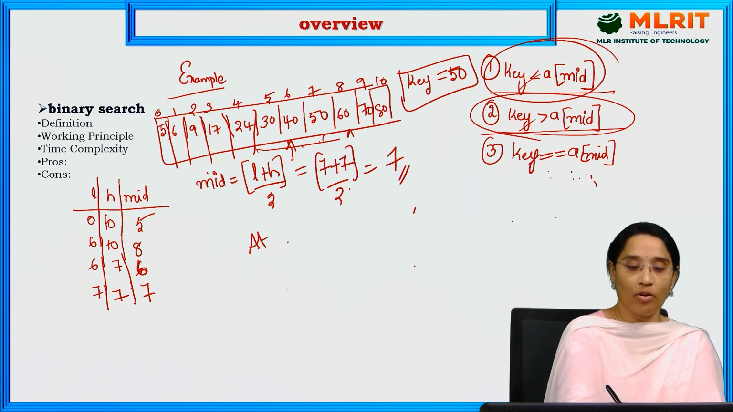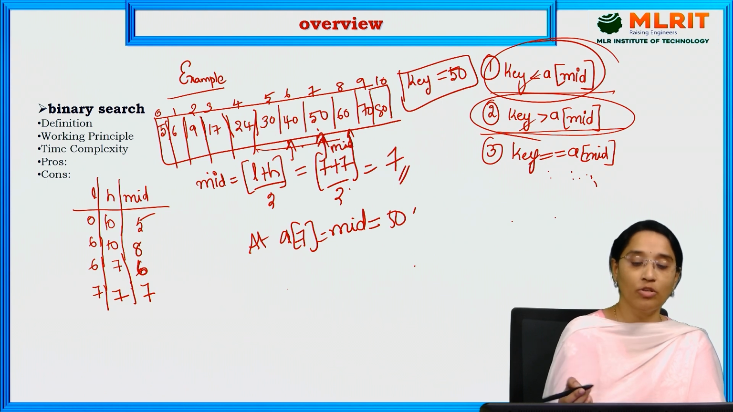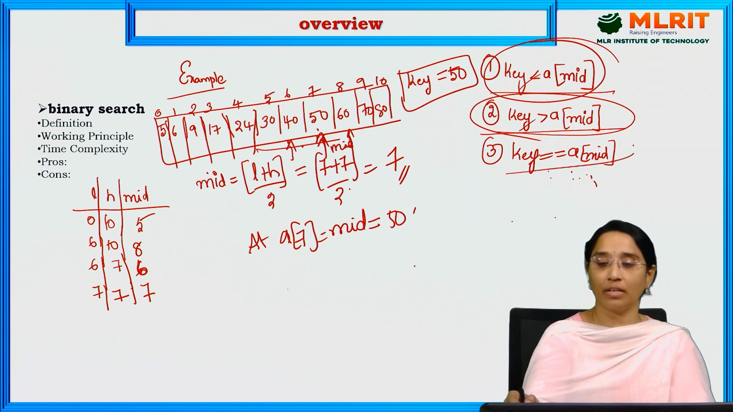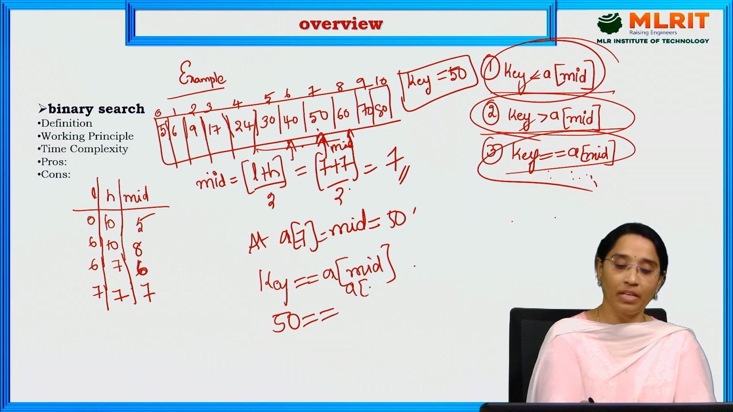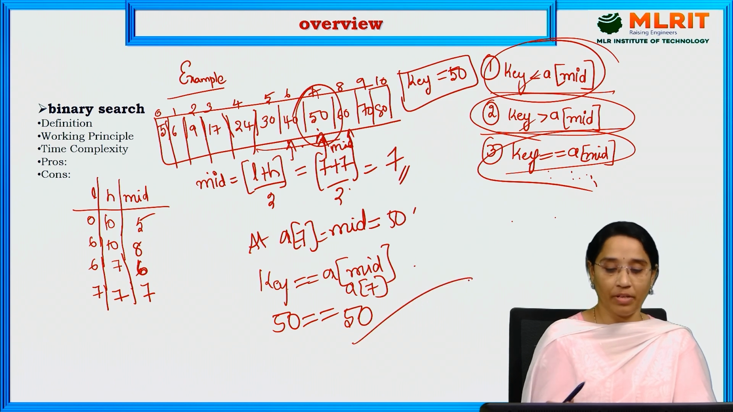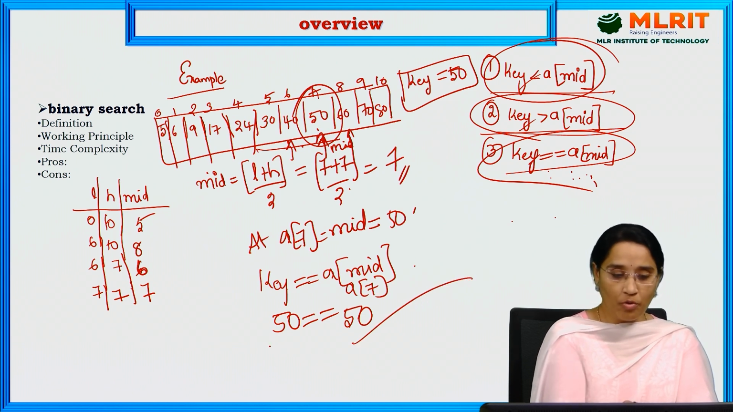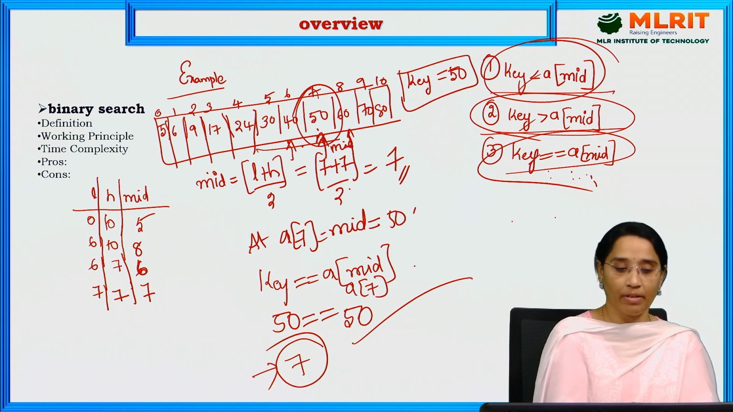So at A of 7 is equals to mid. What is the value at A of 7? 50. So here you got the mid value and your key value is also 50. So which case will you check? Key is equals to A of mid. My key value 50 is equals to A of 7. The value at A of 7 is 50. 50 equal to 50. Yes, condition is true. So you got the mid value, the key value at the index position 7.